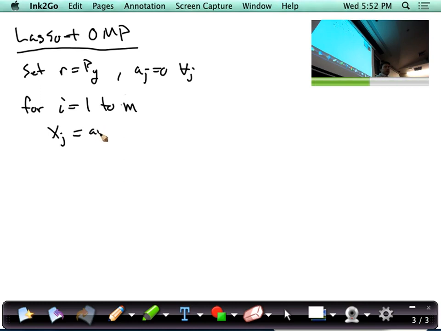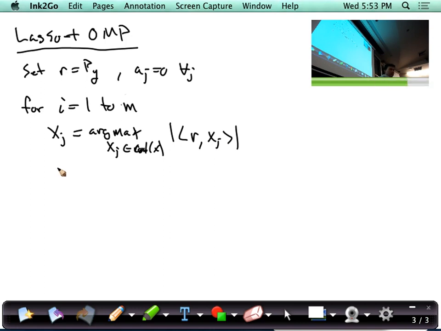This is the arg max of x_j, sorry, this is a column of x. The best column of x. So this is where the dot product with the residual is maximized. So I'm going to maximize over the columns of x. So this is picking the one dimension which is explaining the most about my data.